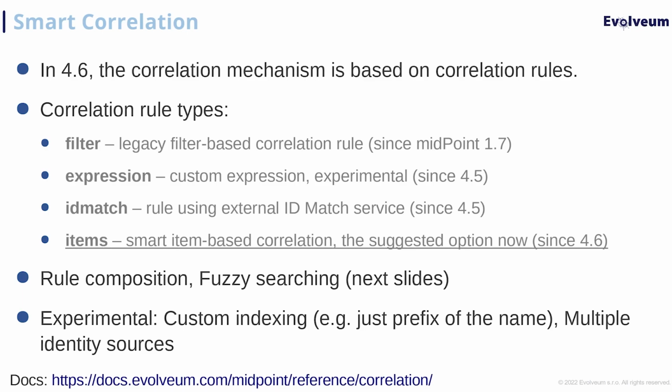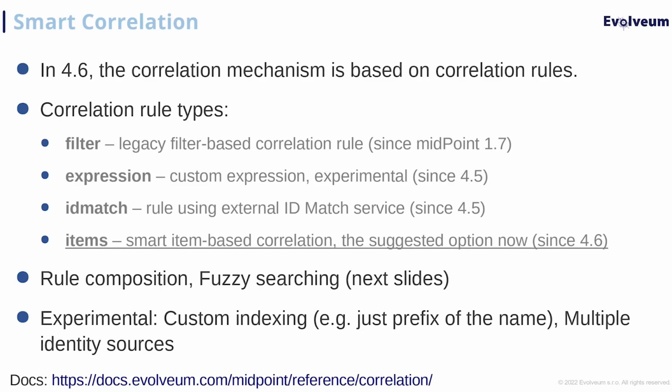We have 2 more rule types, like expression and ID match. We will not talk about them here. They are available from version 4.5, because the most important new way to specify a correlation is so-called item correlation rules, which is also the suggested option for now.